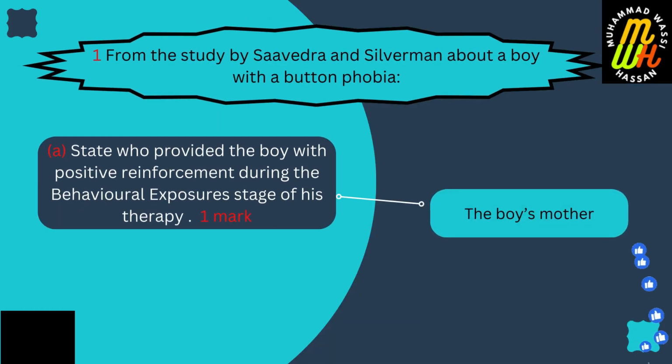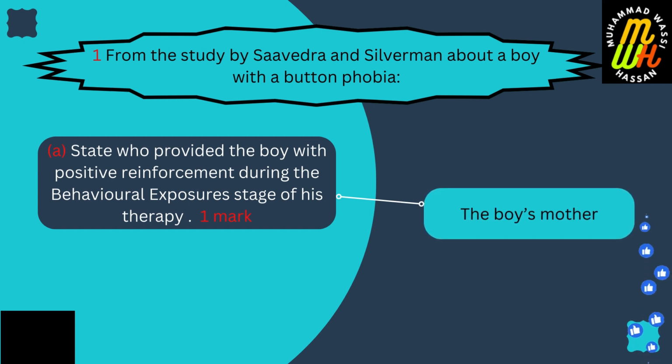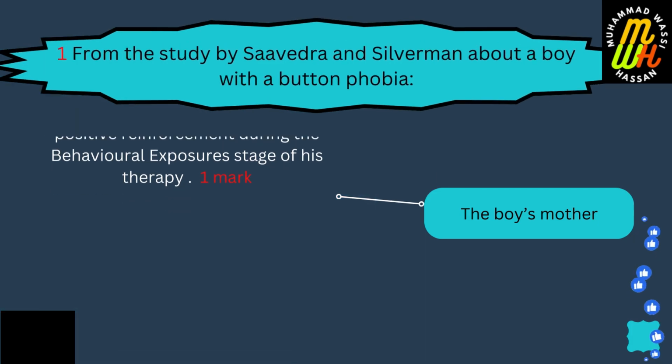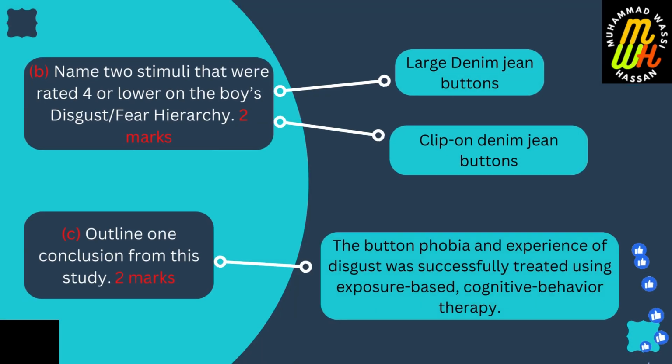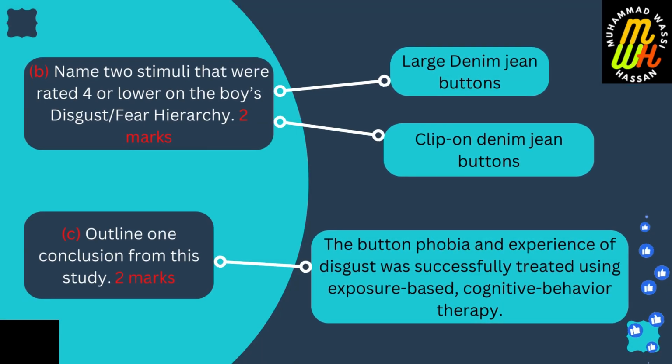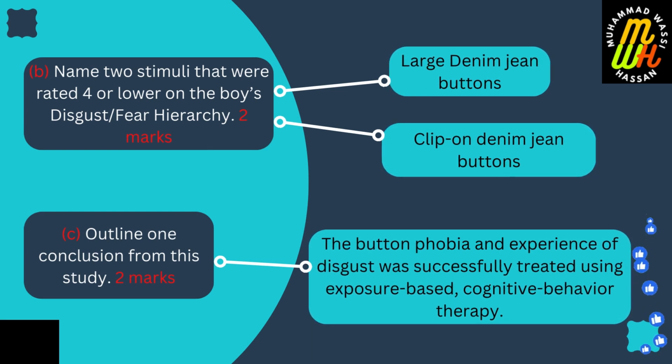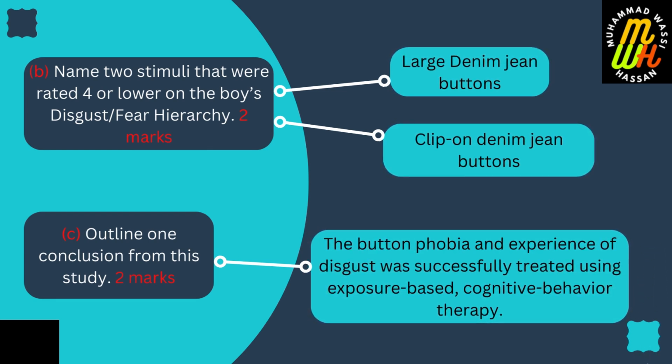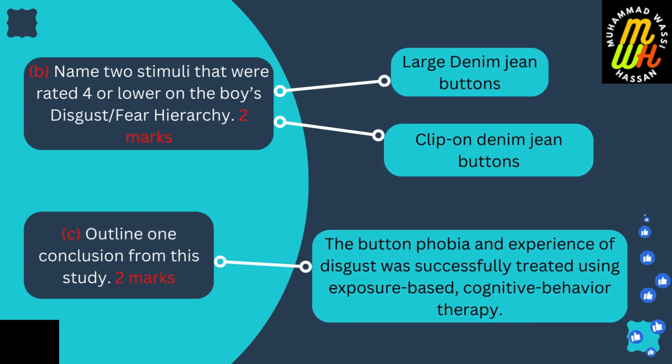Question 1. From the study by Savage and Silverman about a boy with button phobia. A. State who provided the boy with positive reinforcement during the behavioral exposure stage of his therapy. 1 mark. The answer is the boy's mother. B. Name 2 stimuli that were rated 4 or lower on the boy's disgust or fear hierarchy. 2 marks. Large denim jean buttons, clip-on denim jean buttons.